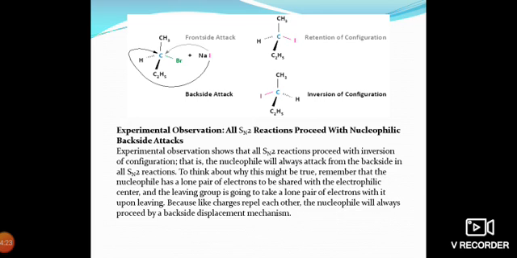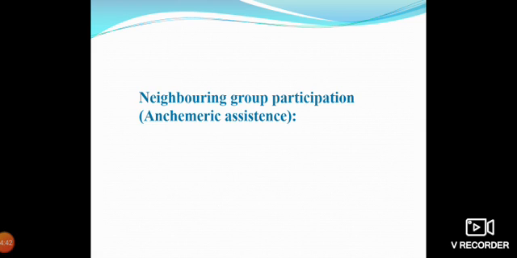For example, bromine is eliminated from this side, the left side. Iodide also attacks from the left side. Retention of configuration takes place. If bromine is eliminated from the left side and iodine adds from the right side, inversion of configuration takes place.